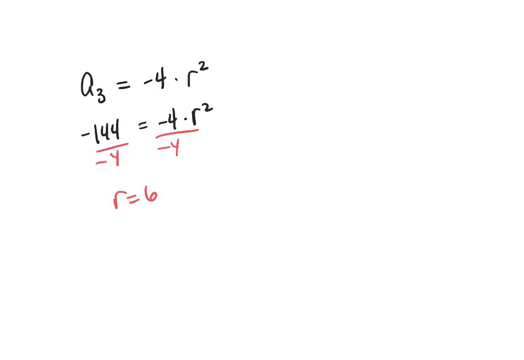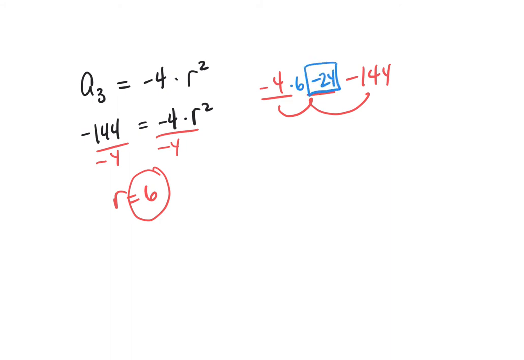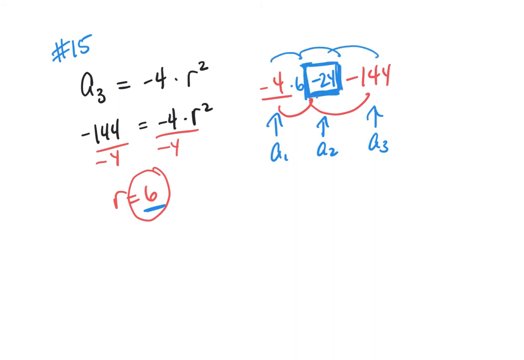r equals 6. But your original thing said negative 4, what you don't know, and negative 144. 6 is your ratio, so you're going to multiply those. So you would say negative 4 times 6, so that's how they're getting negative 24 as the missing one. And this was number 15. So you're just thinking this as a sub 1, this is a sub 2, this is a sub 3. You're solving for r, so you just multiply to get to the next one.